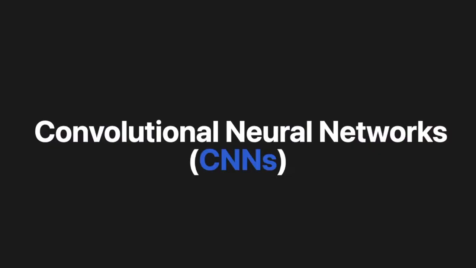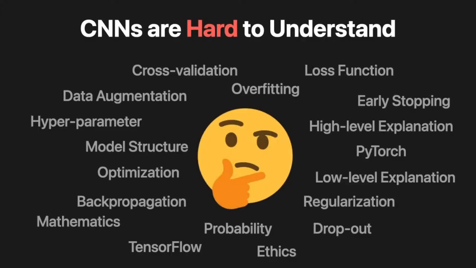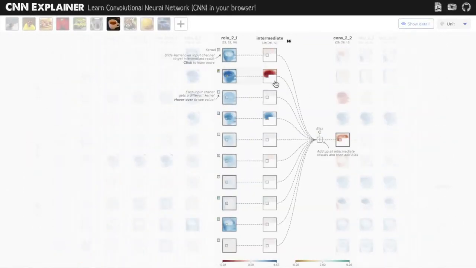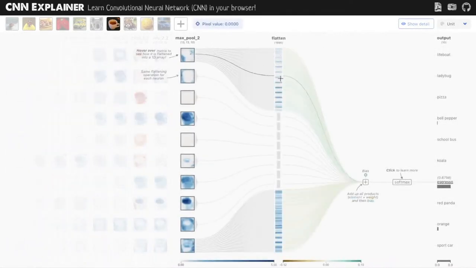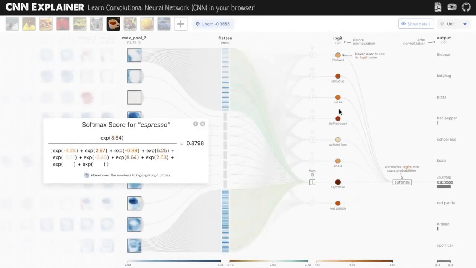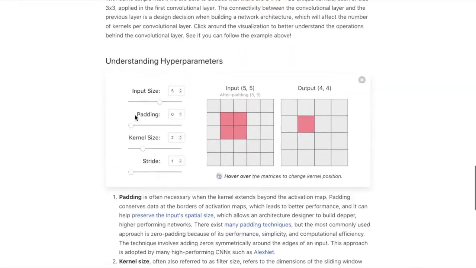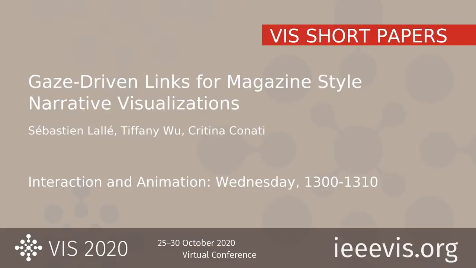The success of convolutional neural networks has been attracting many students and practitioners to learn the exciting technology. However, for beginners, the CNN model is not easy to understand. We're introducing Explainer, an interactive visualization tool to help beginners more easily learn about convolutional neural networks. Using the Explainer, users can progressively explore the CNN model with real-life images in their browser, getting a comprehensive understanding of both high-level model structure and the low-level underlying mathematical operations.